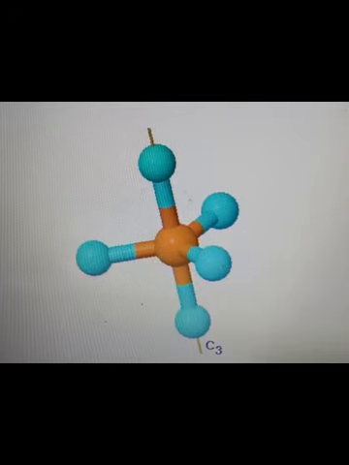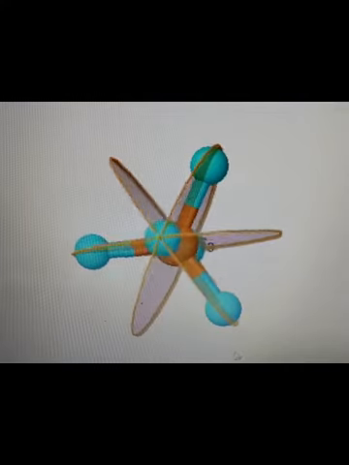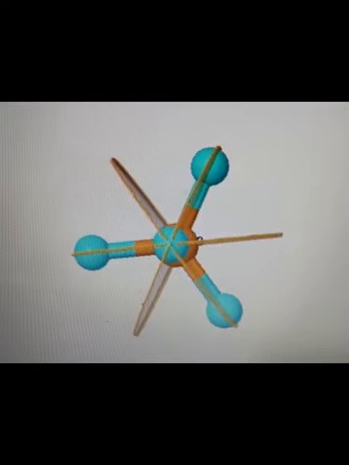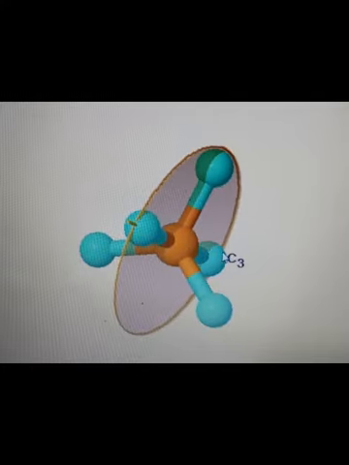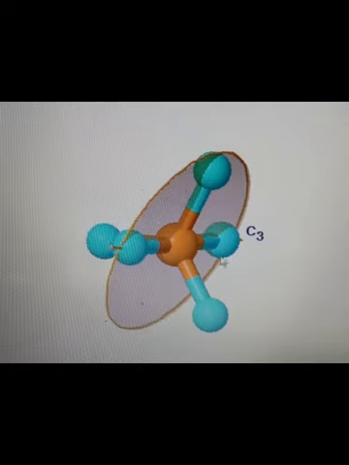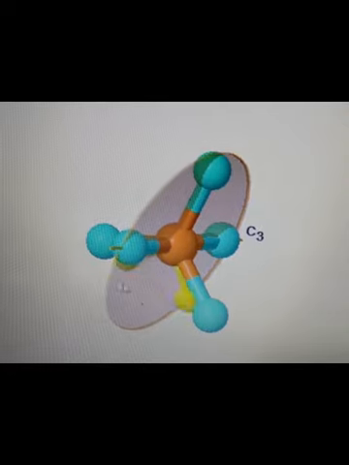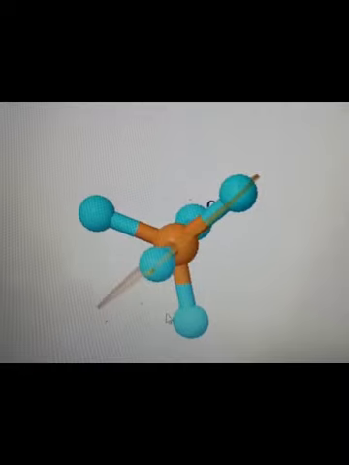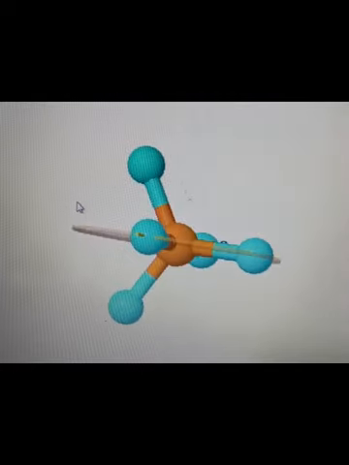Coming to the sigma v's. Sigma v's must be along the principal axis. So this is how your principal axis is, that is fluorine, phosphorus and fluorine atoms. Along that axis you have your plane of symmetry. The reflection takes place like this. That is, the first half and the second half reflect each other.